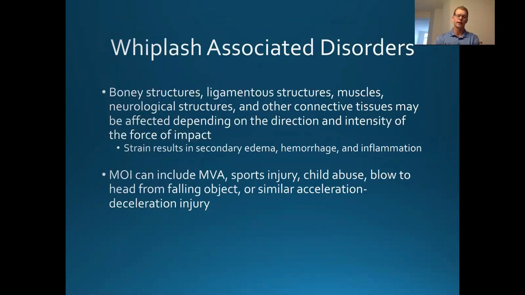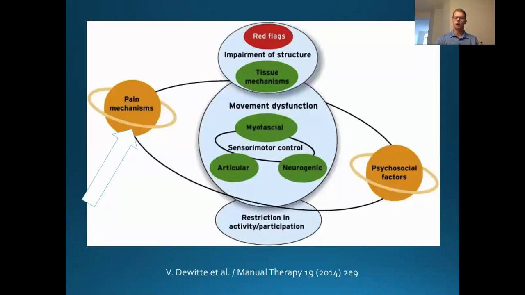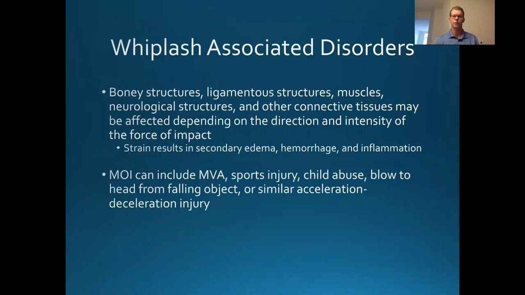For the cervical spine, one of the biggest issues that we see that really requires some psychosocial retraining or giving people a better understanding of pain mechanisms is going to be when we talk about whiplash-associated disorders. We may see the term WAD, W-A-D. Here, it's going to be bony, ligament, muscle, and neurological structures and other connective tissue that may be affected depending on the direction and intensity of the force impact. Unlike some of the other things where we're dealing with an isolated tissue structure, it could be any and all of these that are contributing to any sort of secondary edema or inflammation or abnormal pain response.